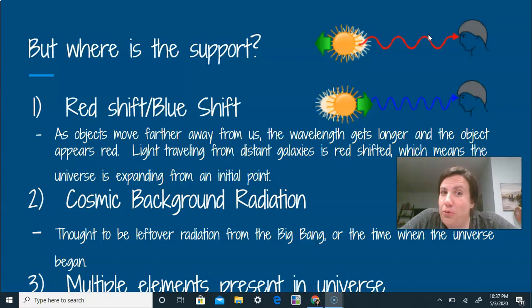It gets way more complicated than that, so this is just a general overview. The Big Bang Theory is incredibly intense. It's kind of hard to believe that everything out there just started from one little piece of dust. But that is the theory, and here is the supporting evidence.